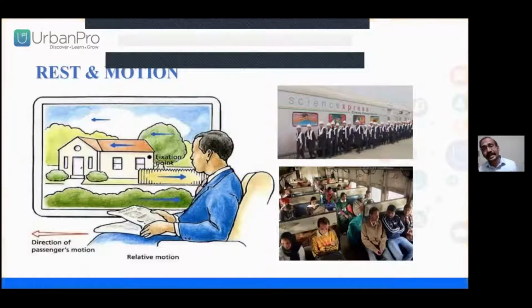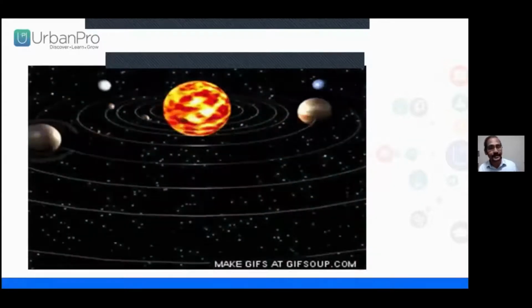Now, what is rest? Now you can see this picture. All the persons are stationary. They themselves are not moving. But compared to the outside people, these people are under movement. Compared to each other, both are at rest. Compared to other people, both are moving. In this case, rest and motion are relative terms.